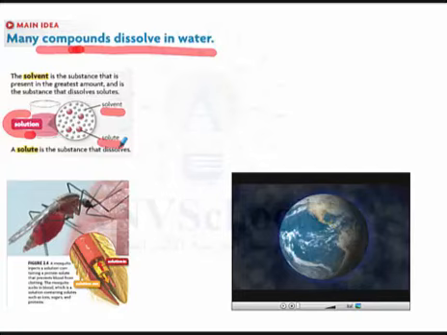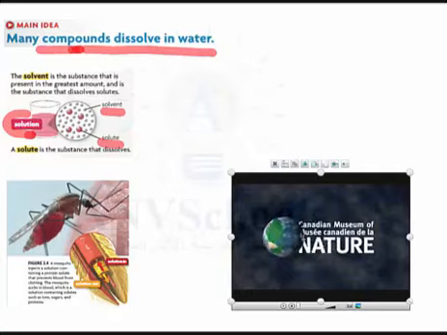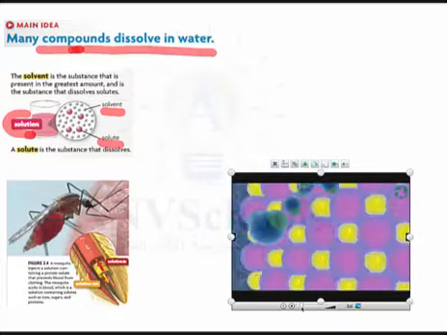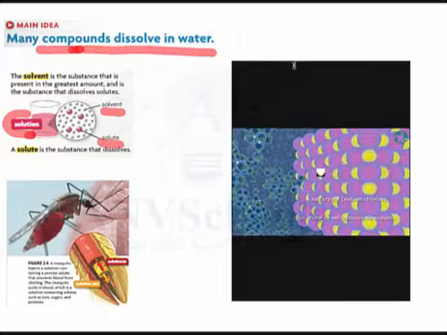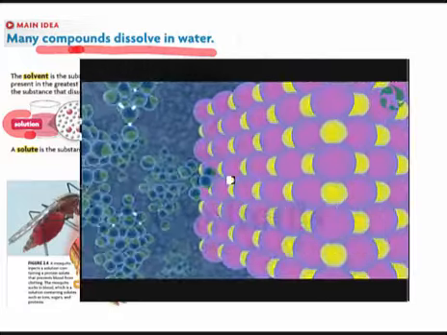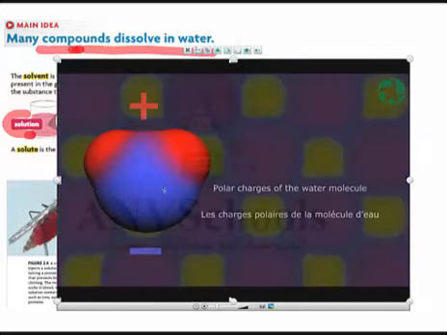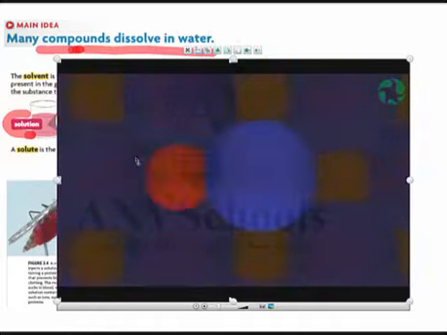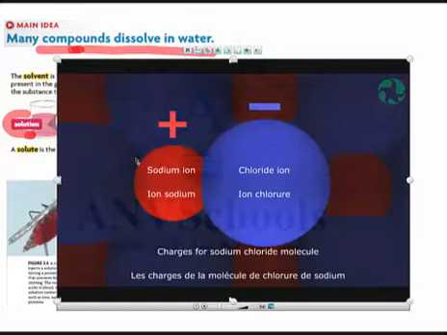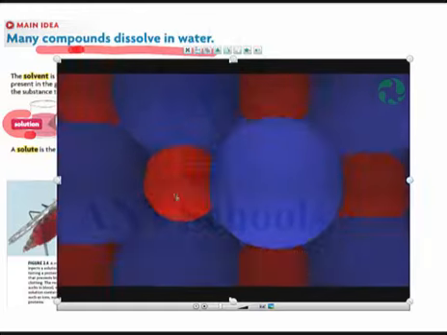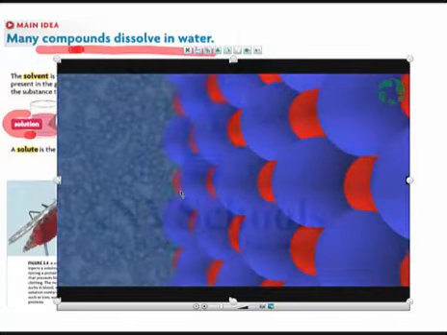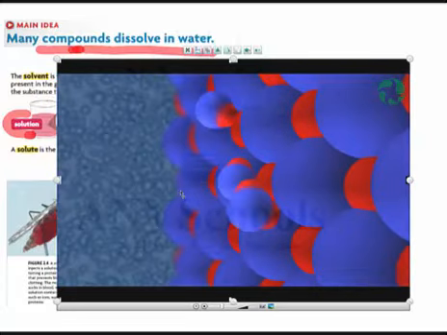We will look at how this really happens and try to see what brings it about. As you can see from this video, what we have here is a polar water molecule, which has a positive charge and a negative charge. And here we have a sodium ion and a chloride ion, also having positive and negative charges.